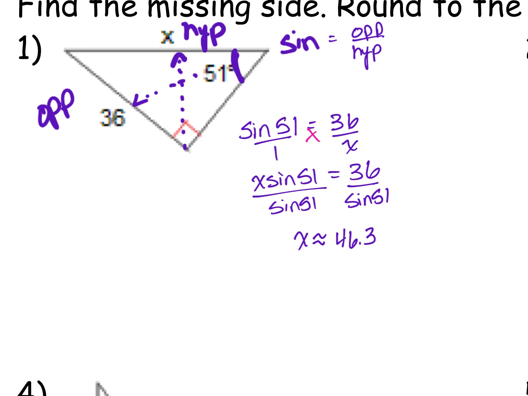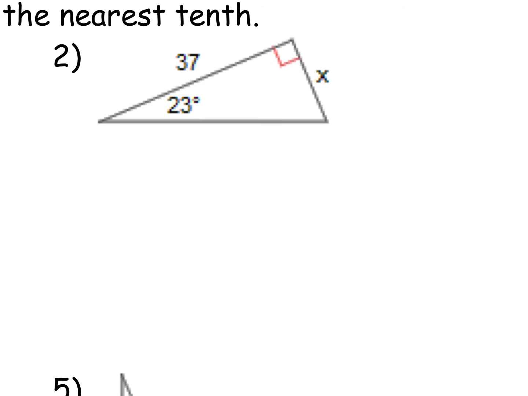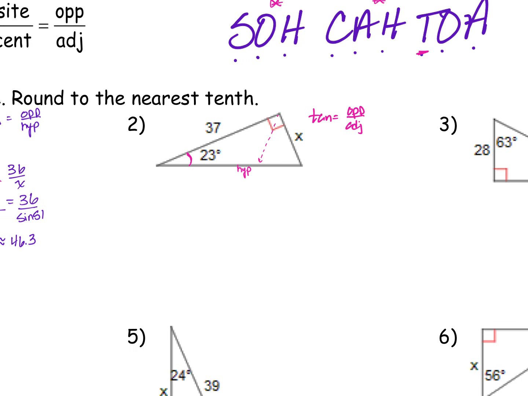Okay, let's go to number 2. We're going to do the same thing. I'm going to find my angle. My angle is here. I'm going to find my hypotenuse. Oh, there's nothing on my hypotenuse side, which means I'm not going to use the hypotenuse this time. There's only one choice if it's not a hypotenuse, right? No hypotenuse, no hypotenuse. So it's not this one, it's not this one, which means it's going to be tangent. So I'm going to use tangent this time, and tangent equals opposite over adjacent.